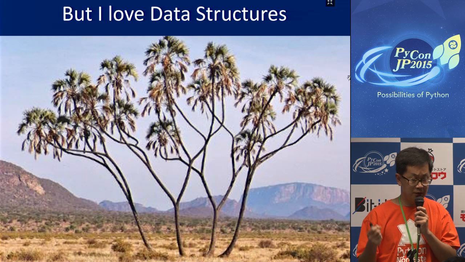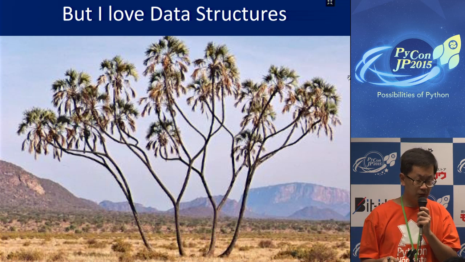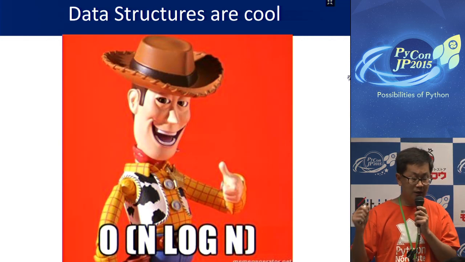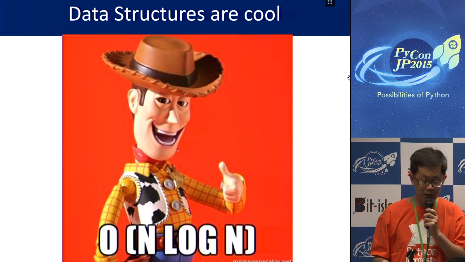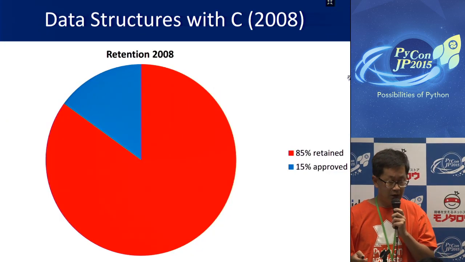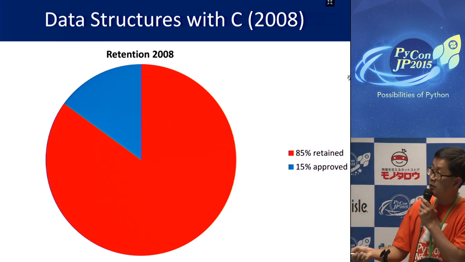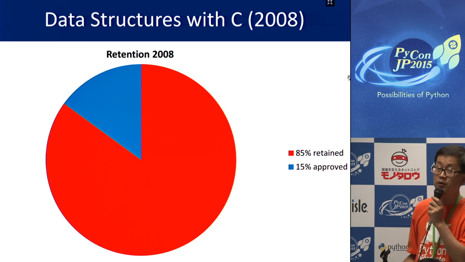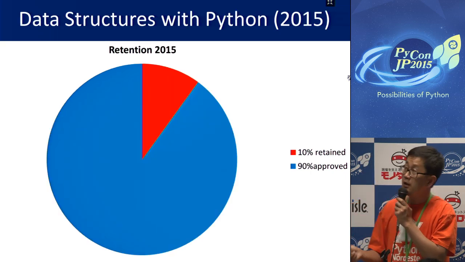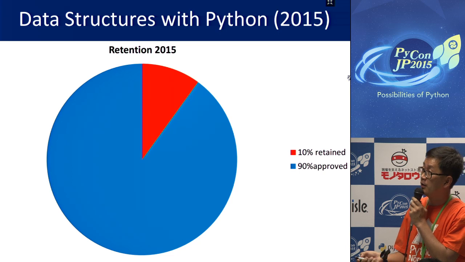I love data structures, but it's a discipline very important to teach the design of good algorithms. The algorithms are independent of the languages and operating systems. And data structures in my university had a very bad year in 2008 because only 50% approved. It's bad, and in 2050 we have only 10% retained.